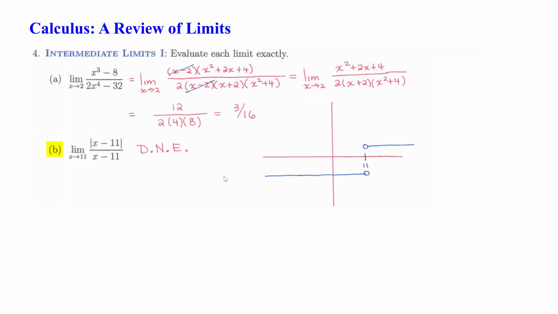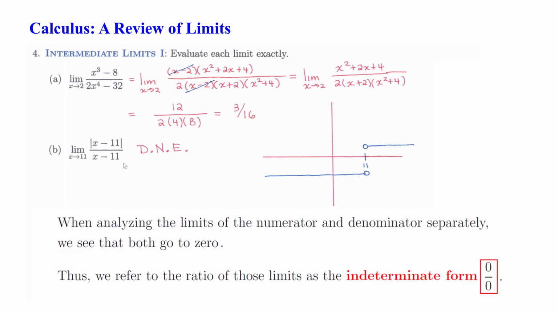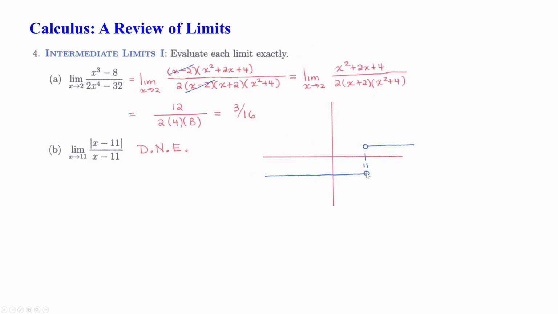Now the next one, I'm drawing the graph, but really at this point in the course, you would evaluate this limit. How? Well, first off, again, you have 0 in the denominator, 0 in the numerator. So that says it's an indeterminate form, which says to us that we must do more work to determine the answer. Now from the graph, it's pretty clear you have a jump discontinuity here, therefore the limit doesn't exist.